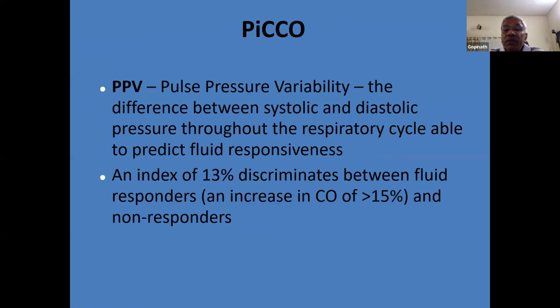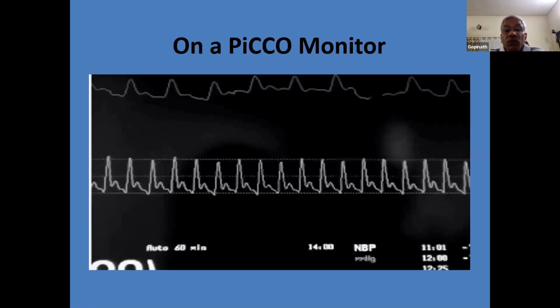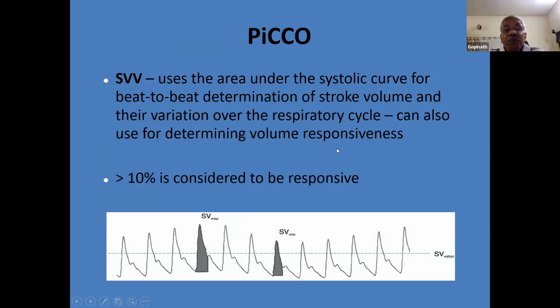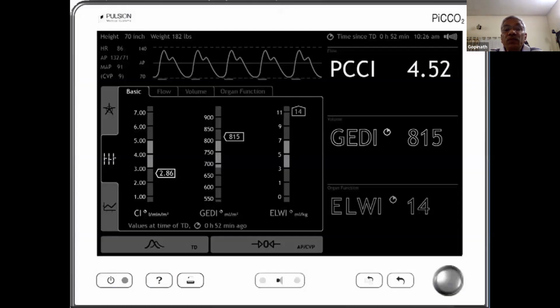Pulse pressure variability is, of course, the difference between systolic and diastolic pulse pressure throughout the respiratory cycle, and an index of 13% discriminates between responders and non-responders. So this is basically the change in the pulse pressure, which you look at on the monitor. And stroke volume variation, of course, you look at the stroke volume in systole and diastole relative to the respiratory cycle, and this can be used for determining volume responsiveness. More than 10% is considered to be responsive.